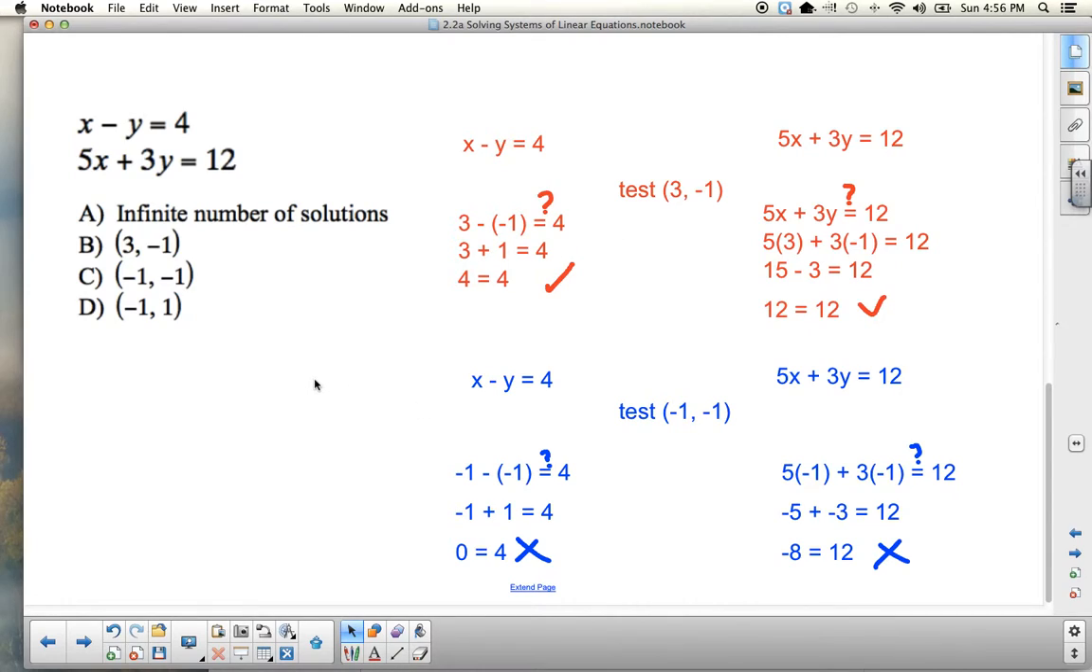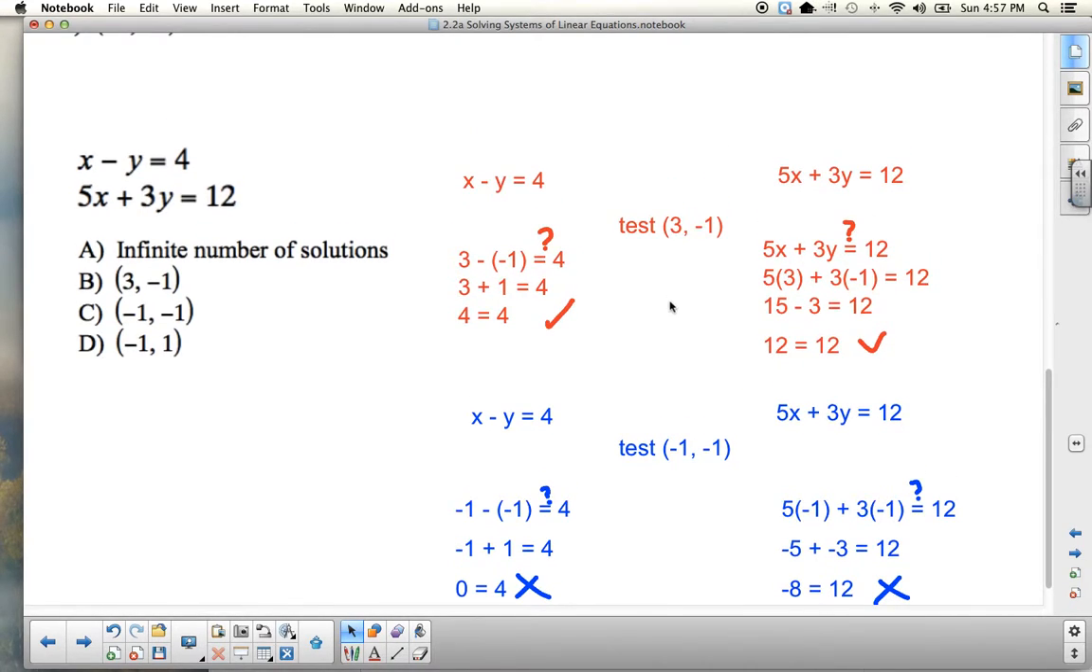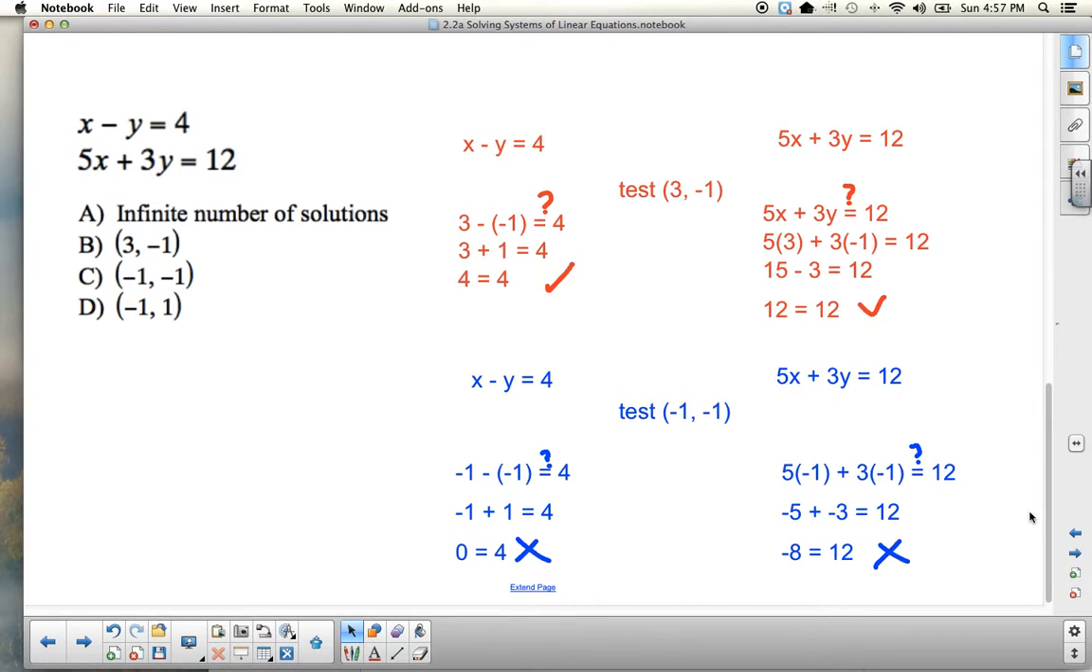I wanted you to be able to see what it would look like when it's wrong, though. I chose the same equations, but now I'm putting in this C answer, -1, -1. So x is -1, y is -1. Do I get a true statement? No. Here, x is -1, y is -1. Do I get a true statement? No. And you can see what ends up happening. -8 is not equal to 12. 0 is not equal to 4. That means that this cannot be the solution. I just wanted you to have an example because everything I showed you up until this point always worked. Sometimes it doesn't. That's it for now.